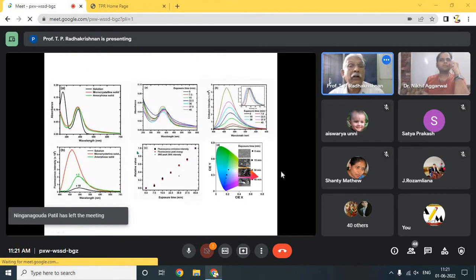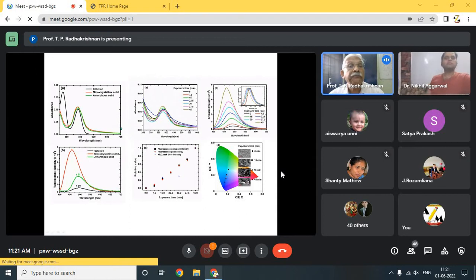But what about the electronic spectroscopy, and where does the computation come in? Because that is of interest to the audience here today. If you simply look at the absorption spectrum, solution and solid, there is very little change in this particular case, but the fluorescence shows a very clear shift: solution, amorphous particles, and the crystalline solid. There is a nice gradual change.